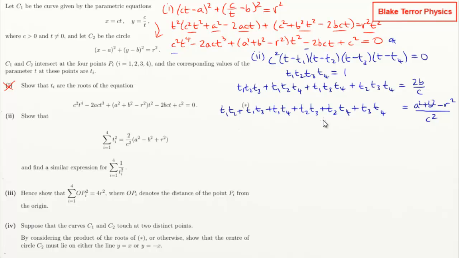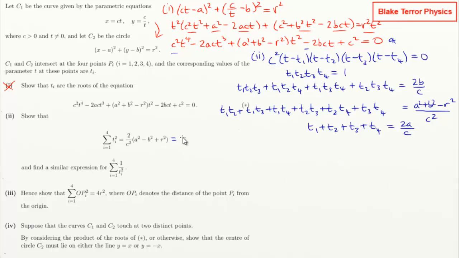And then the last one, for t cubed, I'm just going to be getting a t1, a t2, a t3, and a t4. Again, I can cancel minus signs. So t1 plus t2 plus t3 plus t4 is going to be 2ac over c squared, so 2a over c.